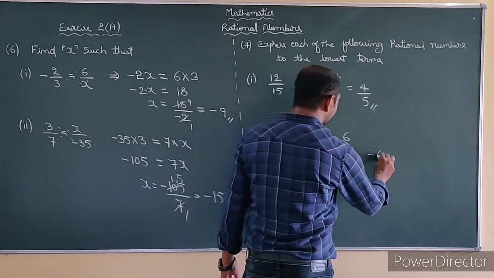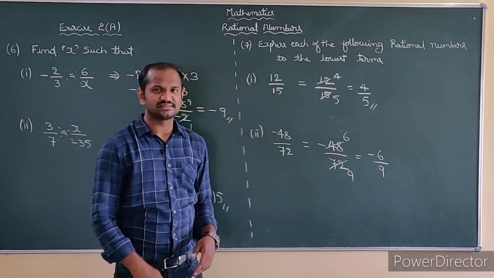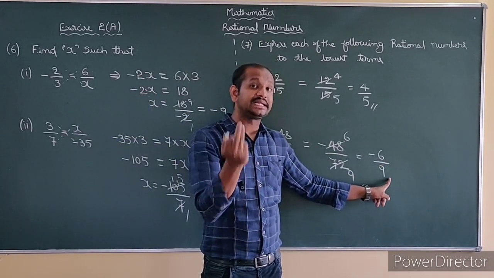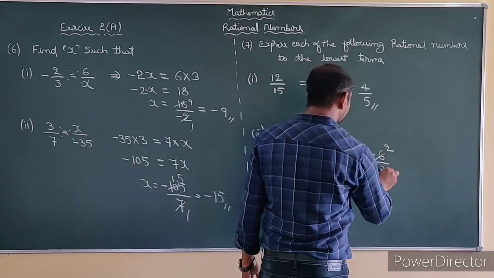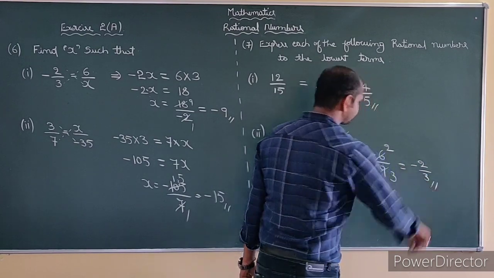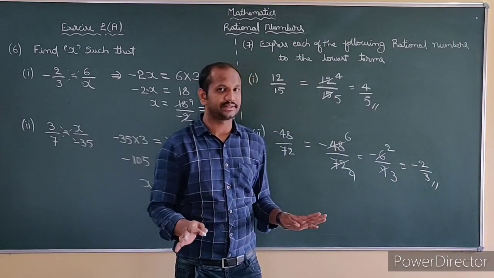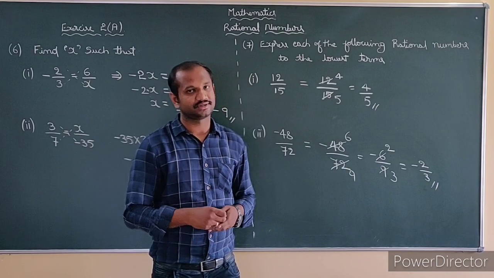Now we have got minus 6 by 9. Can we leave it as it is? No. Again you have to check. See, 6 and 9 will go again in the 3 table. That is, this is not the lowest form. So 3 2s are 6, 3 3s are 9. So the answer is minus 2 by 3. Can we reduce further from 2 by 3? No. That's the ultimate thing. So minus 2 by 3 is the lowest rational number.